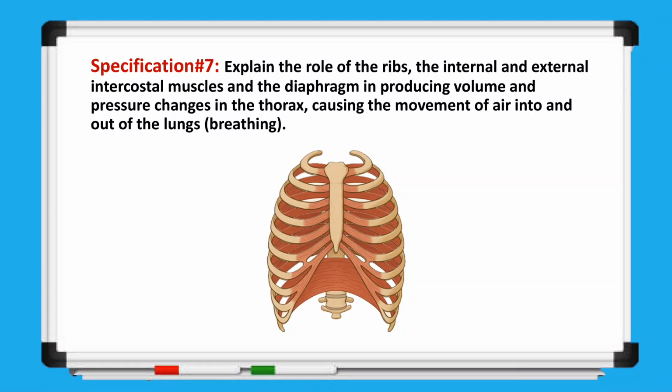Now, we have specification number 7, and here they are asking us to explain the role of the ribs, the internal and external intercostal muscles, and the diaphragm in breathing. So, in this part, we're going to learn about the process of breathing, specifically, how these muscles work together to help us inhale and exhale.